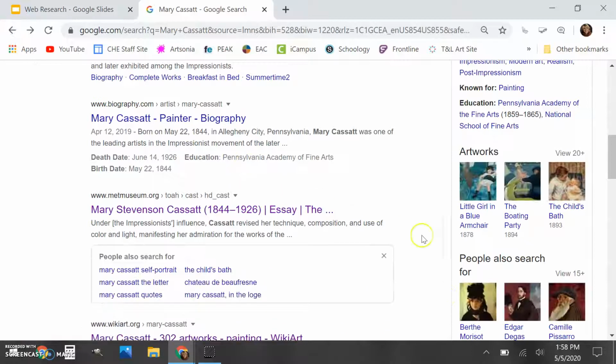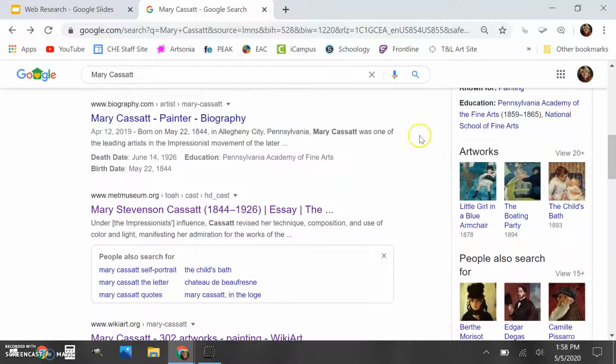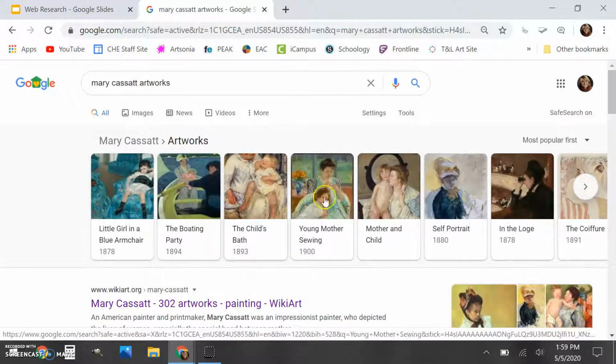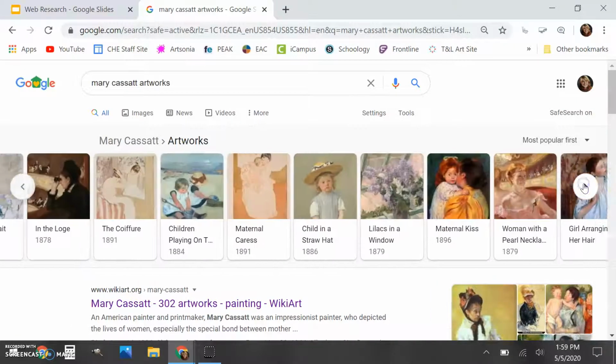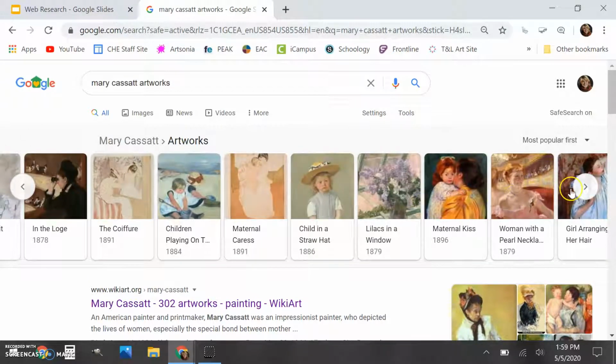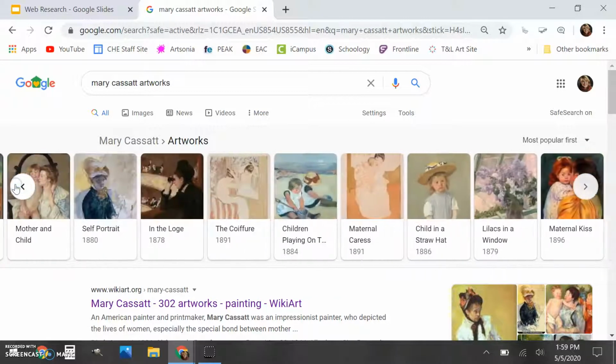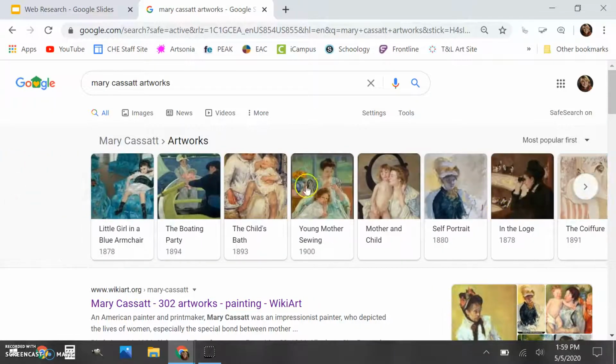In addition to museum websites, you can also use this artworks feature on Google. Again, not every artist has this available, but if you do, it's a great place to look and see. You will see a wide variety of the artist's artwork listed here, and these are ones that Google has vetted and made sure are actually belonging to the artist. So you're not going to run into that problem of seeing things that are not actually the artist's work in this section under Mary Cassatt and artworks.